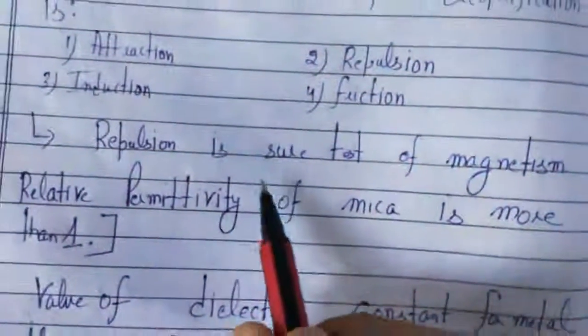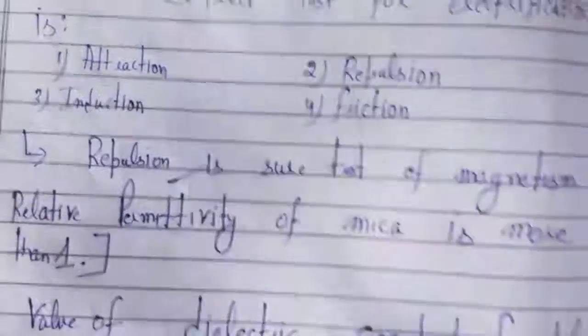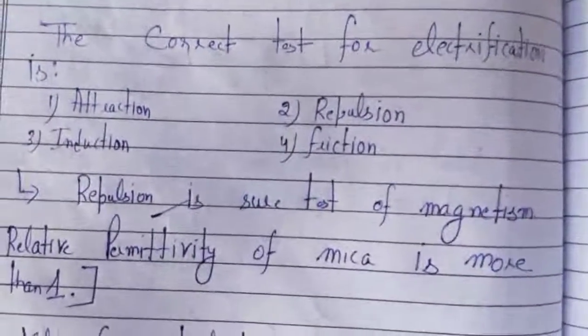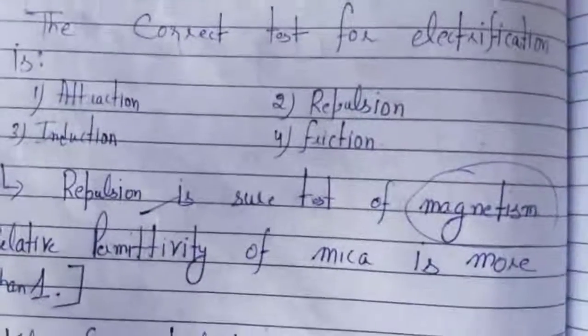If they are having opposite charges, they are going to attract each other, and if they are having equal charges, they are going to repel each other. So when repulsion is taking place, we can say that this body is also having charge. So repulsion is the sure test of electrification. You have to be sure of this: not magnetism, electrification.